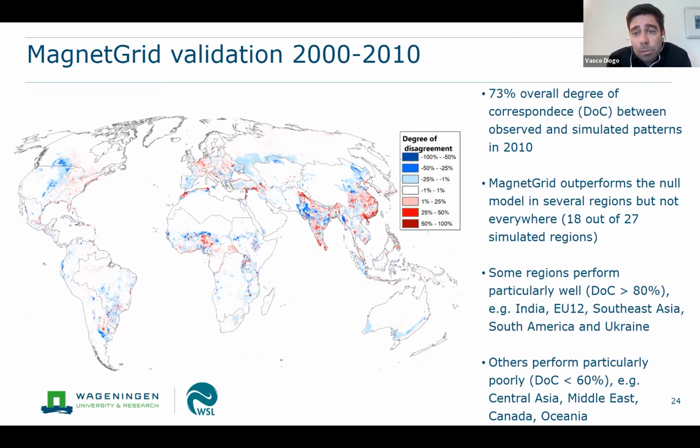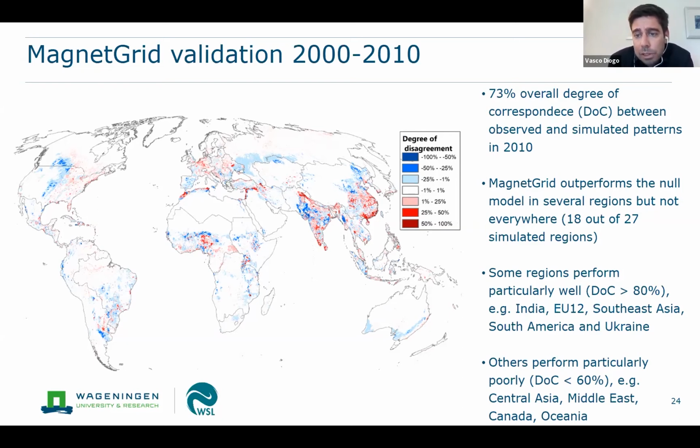MAGNET grid outperforms the null model in several regions, but not everywhere. So in about two-thirds of the regions, the model actually does better than assuming that no land use change is observed, but in one-third of the regions that is actually not the case, meaning that assuming no change would actually perform better than performing the simulation.